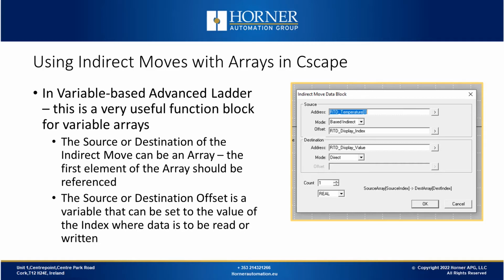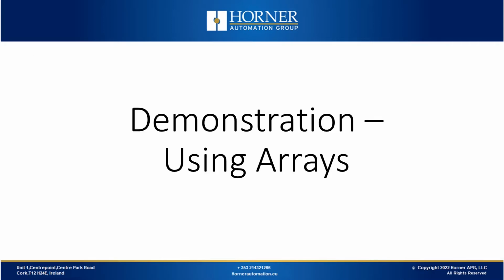It's important to note that anytime you're using an array as either the source or the destination of the indirect move block, you always reference the first element in the array, which is why we have RTD temperature 0 as the source, even though we may not always be pulling from the 0 element. Now, let's begin our demonstration where we'll look at using arrays in Cscape.